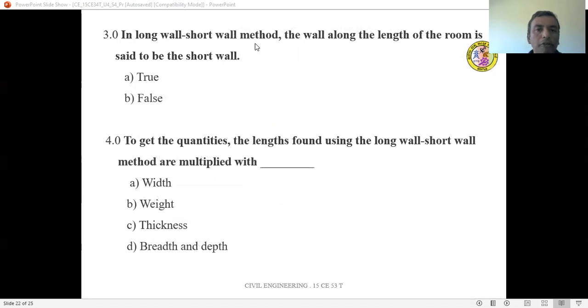Three. In the long wall, short wall method, the walls along the length of the room are said to be the short wall. A. This is true. B. This is false. Next, fourth question. To get the quantities, the length found using the long wall, short wall method is multiplied with A. Width, B. Weight, C. Thickness, D. Breadth and depth.